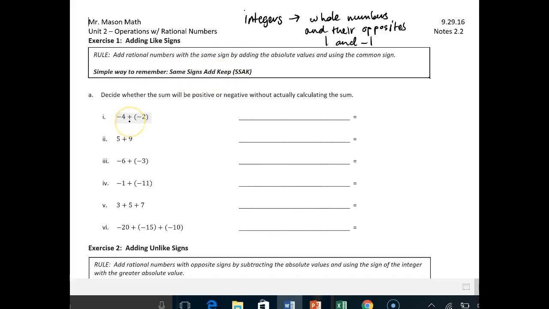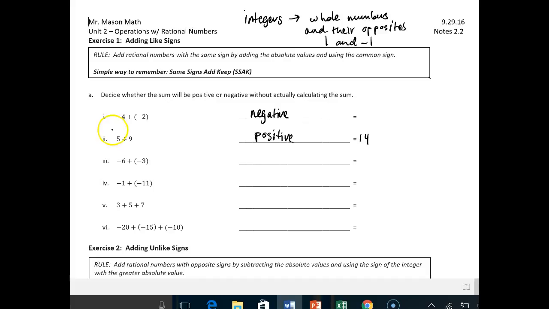So for letter A, decide whether the sum will be positive or negative without actually calculating the sum. If I have two negatives and I add them together, my sum should be negative. If I have two positives, my sum should be positive. So for letter I, -4 plus -2, my sum should be negative. Think about the number line. I'm moving 4 times left, and then I'm moving another 2 times left. 5 plus 9, my sum should be positive. I had two positive numbers, right? In fact, on this one, you could put positive 14.